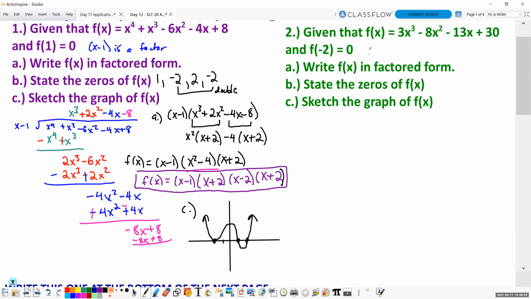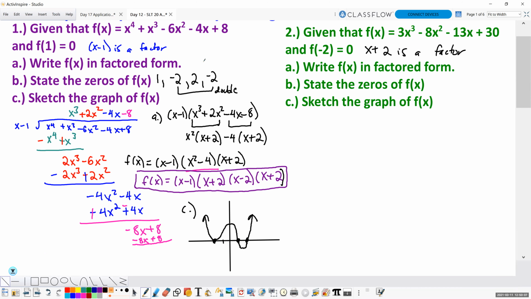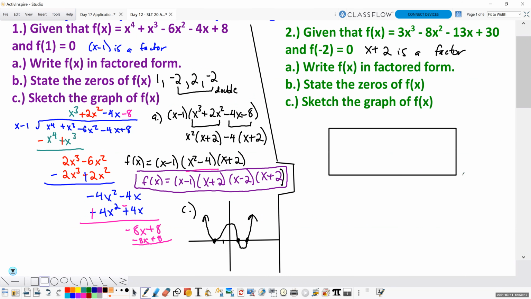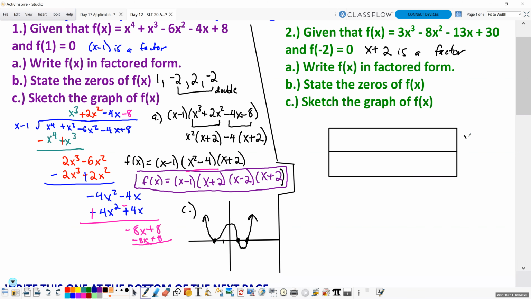Number 2, you're told for f of x, f of negative 2 is 0. So now I know that x plus 2 is a factor. And because I divided the other one with long division, I'm going to use the box for number 2. Let's get a box. And dividing by a binomial means 2 rows. So x plus 2. This is going to be 3x cubed.